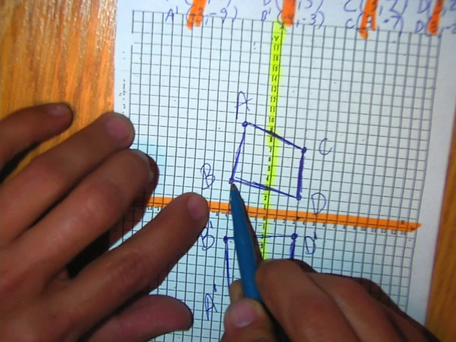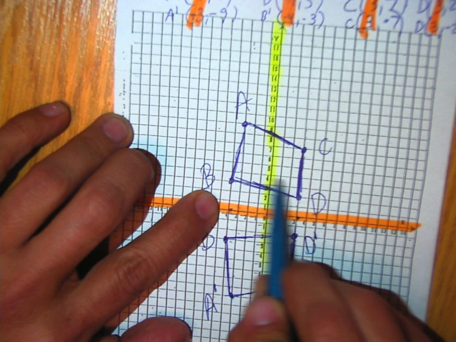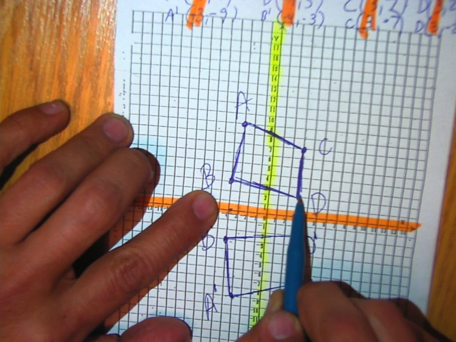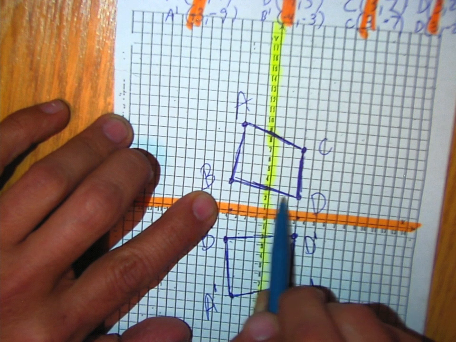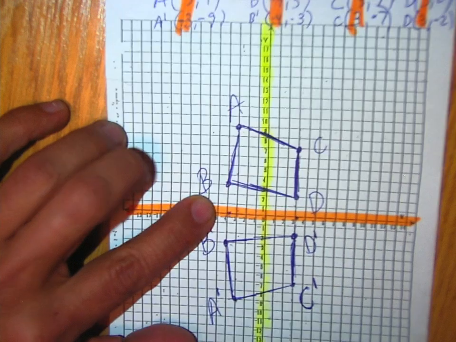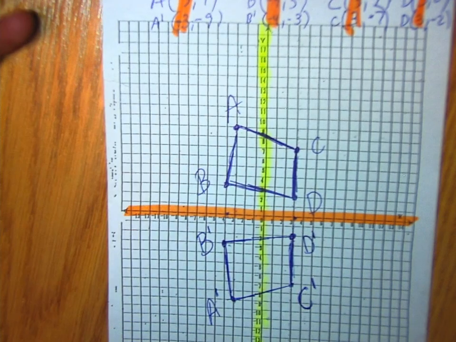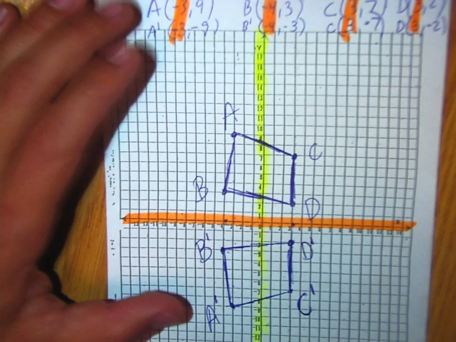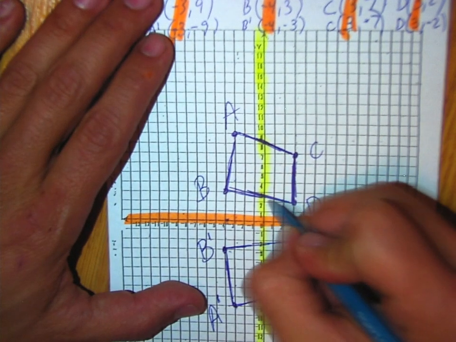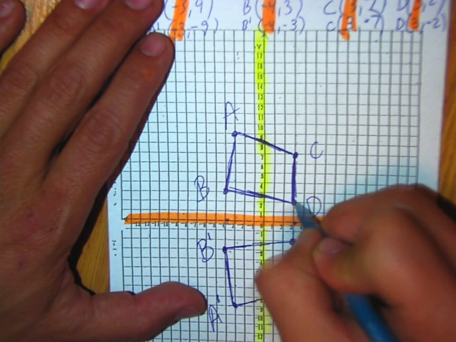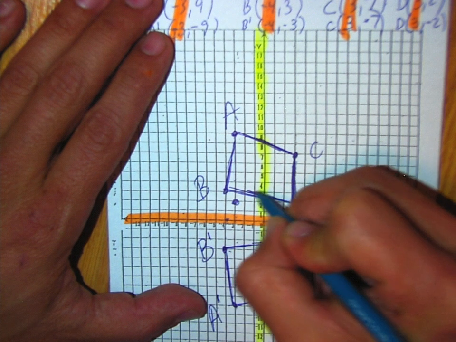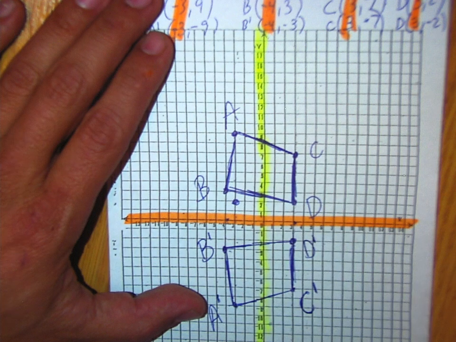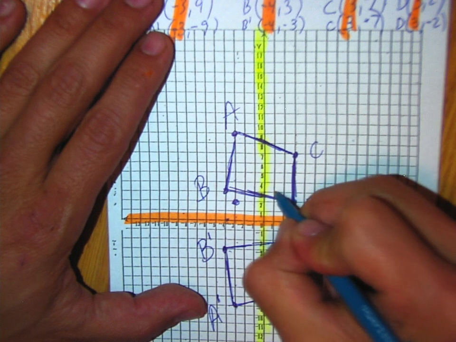1, 2, 3. 1, 2, 3. 1, 2, 3, 4. 1, 2, 3, 4. That's B prime, right? This is D prime. 1, 2, 3. 1, 2, 3. That's C prime. Okay, and then A, right? 1, 2, 3. The opposite. 1, 2, 3, and that's your A prime. So let's go ahead and connect them. Let's connect them. Here we go.